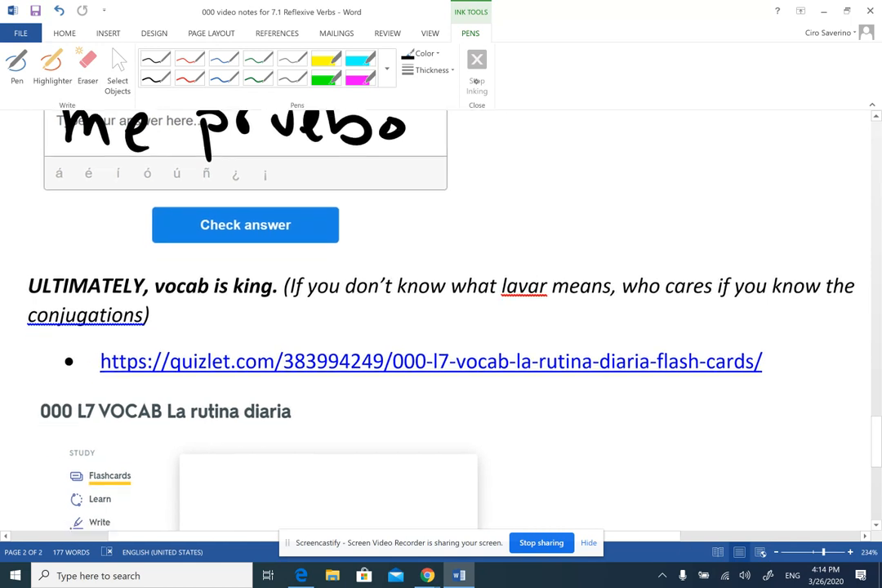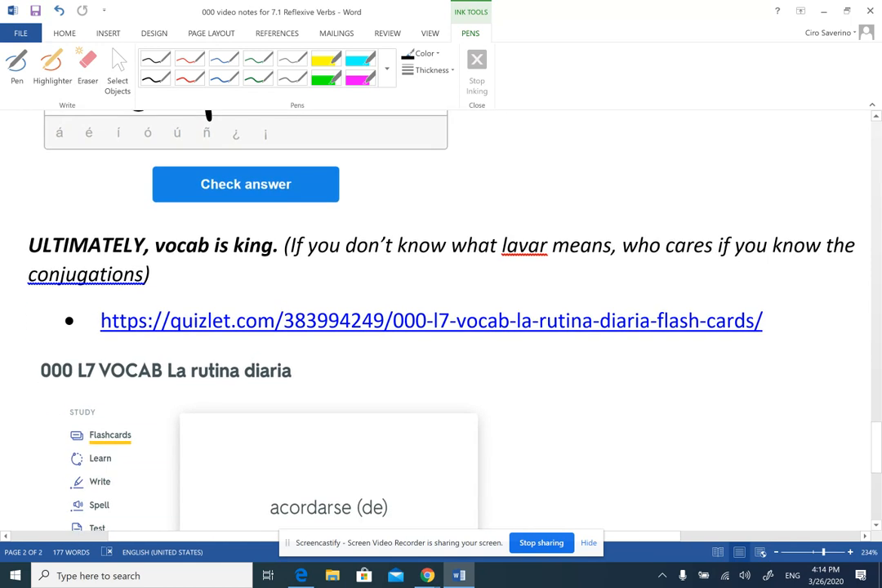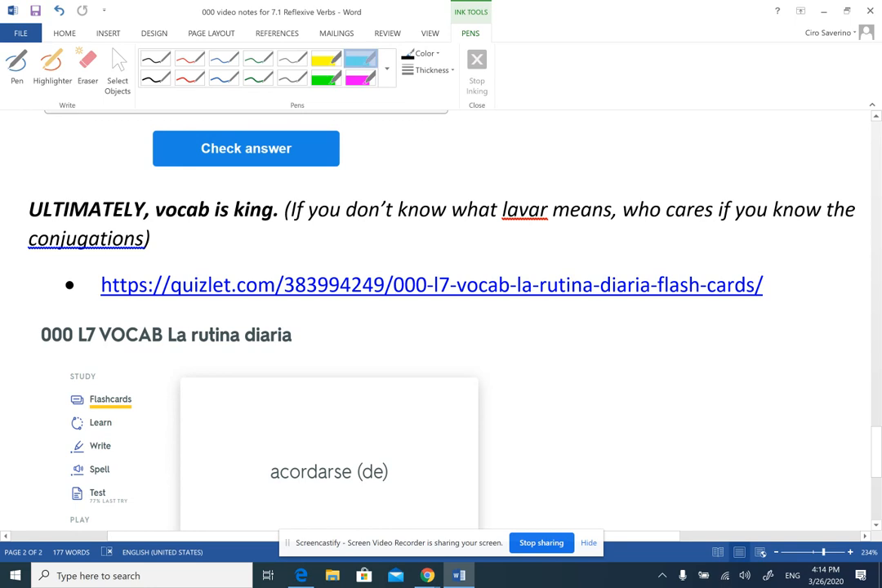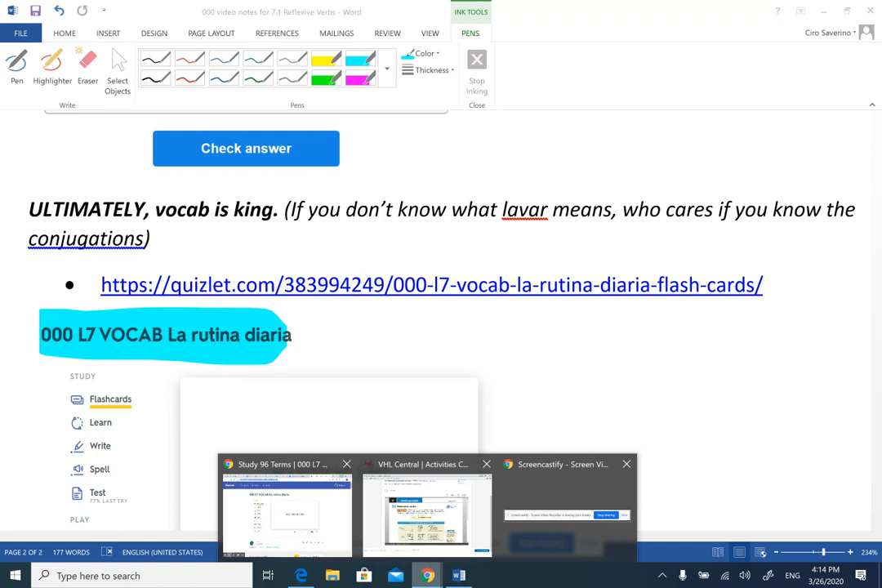And gentlemen, at the end of the day, vocab is ultimately the king. If you don't know what lavar means, who cares if you know the conjugations? So you should also do some review of the vocabulary, because doing conjugations does not help you whatsoever if you don't know what the verbs mean. And that's the video.